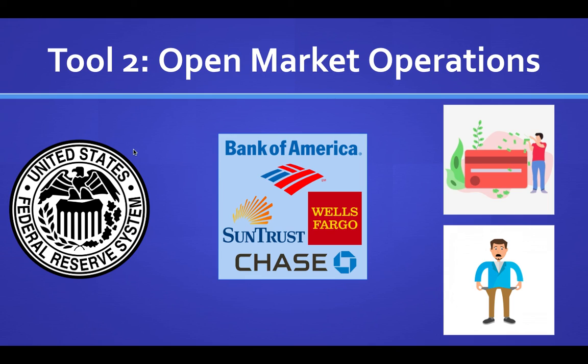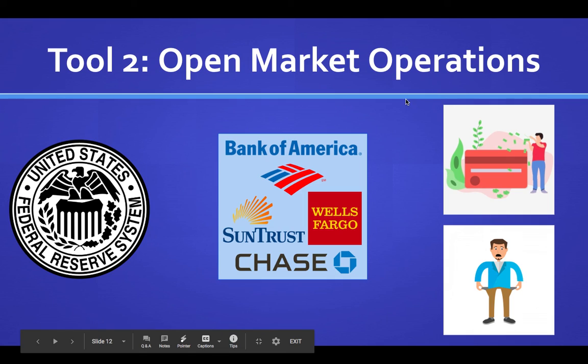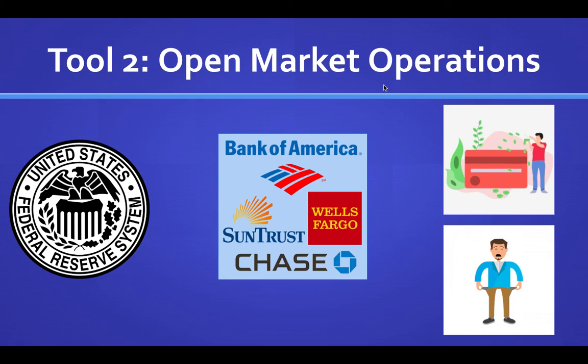Same setup: Fed, banks, us. Open market operations deal with buying and selling something called government bonds, Treasury bonds. If the Fed wants to get money to banks, what they're going to do is buy back previously purchased bonds that banks have bought from the Fed. These bonds only go to and from the Federal Reserve and member banks.